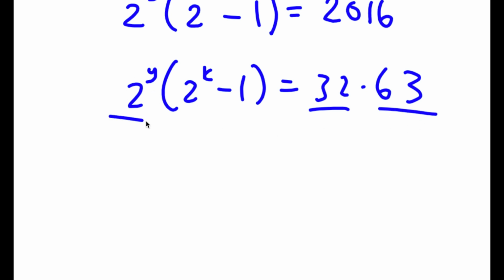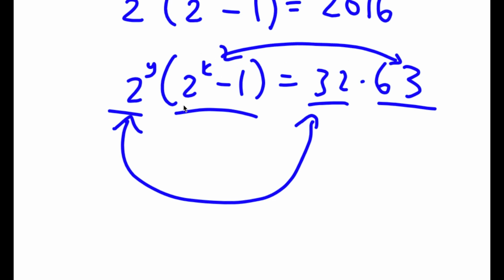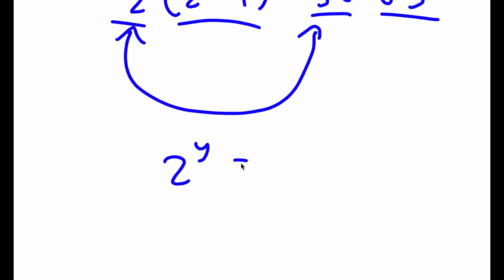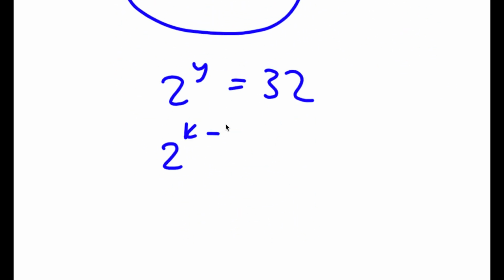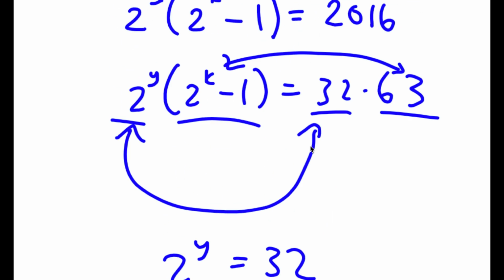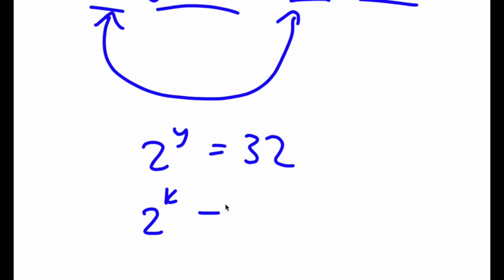And over here, I have an even number, 2 to the power of y, since 2 to the power of any number is even, and I have an odd number, since an even number minus 1 is going to be an odd number. So, meaning these two are equal to each other, and these two are equal to each other. So I have 2 to the power of y is equal to 32, and 2 to the power of k minus 1 is equal to 64. Or sorry, 2 to the power of k minus 1 is equal to 63.